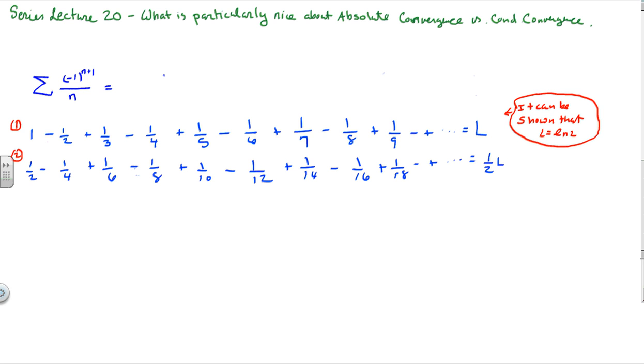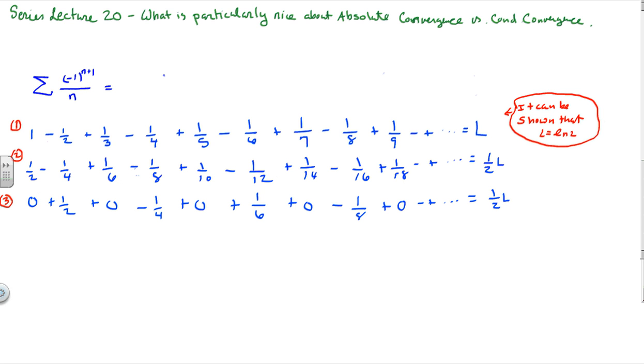And then the third equation is going to be exactly the second equation, except I'm just going to add some zeros in there. I'm going to add zeros where all the odd spaces were in equation 1. So 0 plus 1/2 plus 0 minus 1/4 plus 0 plus 1/6 plus 0 minus 1/8 plus 0, and so on. And of course, that's going to equal 1/2 L as well.